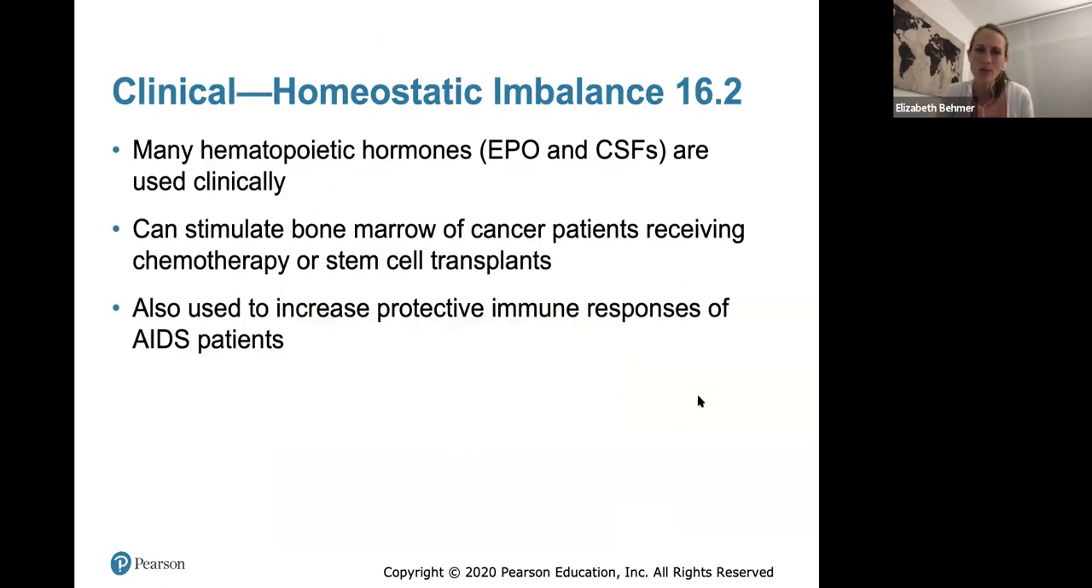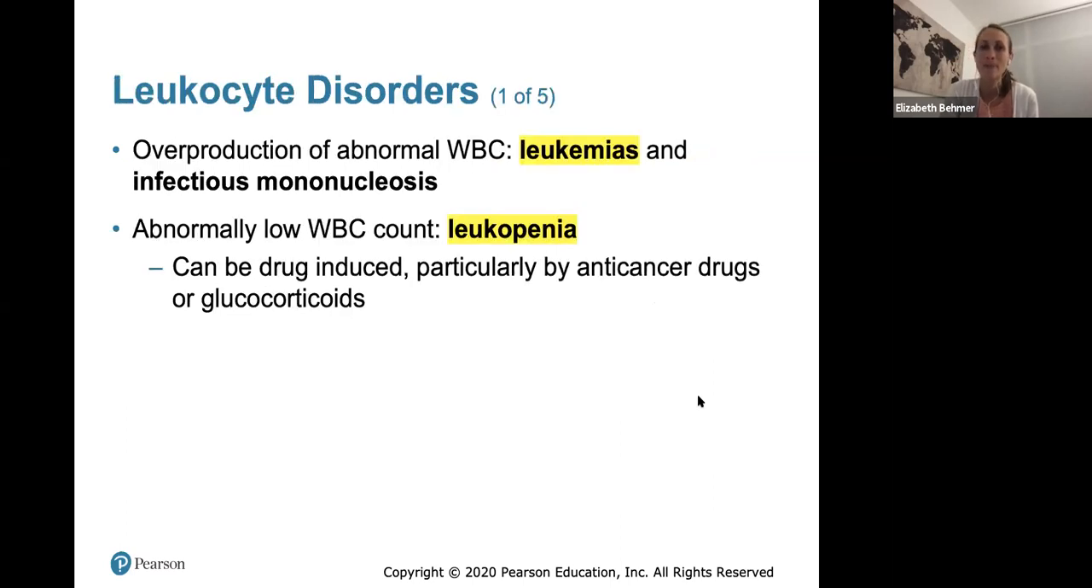Many hematopoietic hormones are used clinically to stimulate bone marrow of cancer patients, for example, those receiving chemotherapy. Cancer patients who are losing a lot of their cells, there are hormones that can try to stimulate the production of more cells, also used to protect the immune response of AIDS patients. Some leukocyte disorders, so again, more disorders of blood, we have leukemias and infectious mononucleosis.